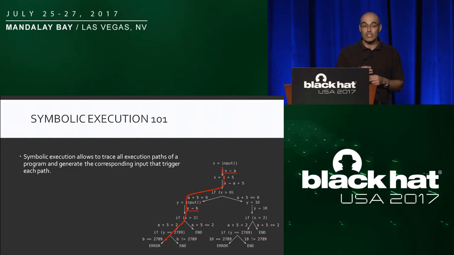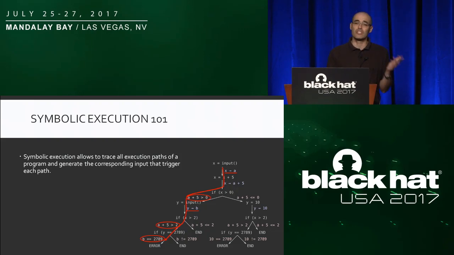For example, if you want to trace this execution path, it passes through three conditions, which means that we have three constraints on the symbols, which are circled here. Which means that if we want to trigger this execution path, we need to meet all those constraints. In this example, we must have that A plus 5 must be greater than 0, A plus 5 must be greater than 2, and B must be equal to 2,789. If all those conditions are met, then we have this execution path. For example, if A equals 0 and B equals 2,789, then we have this execution path.